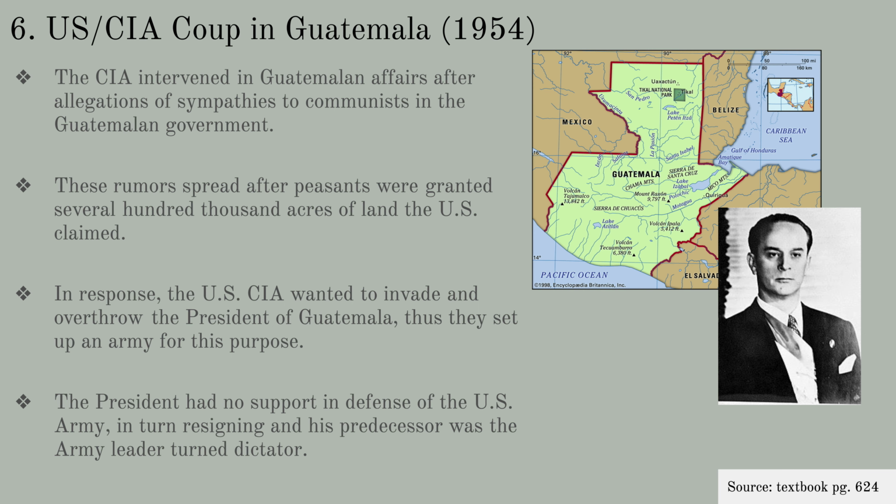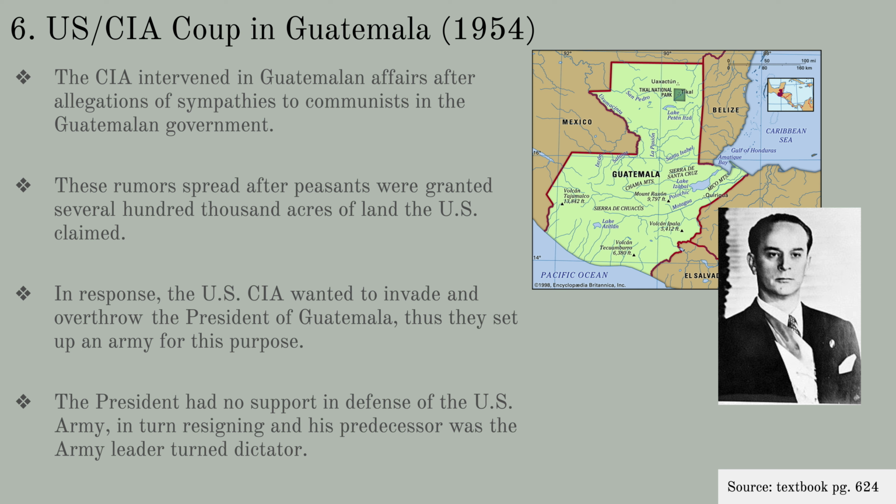6. The US and CIA coup in Guatemala, 1954. So the CIA intervened in Guatemalan affairs after allegations of sympathies to communists in the Guatemalan government. These rumors were spread after peasants were granted several 100,000 acres of land that the US claimed. In response, the US CIA wanted to invade and overthrow the president of Guatemala. Thus, they set up an army for this purpose.